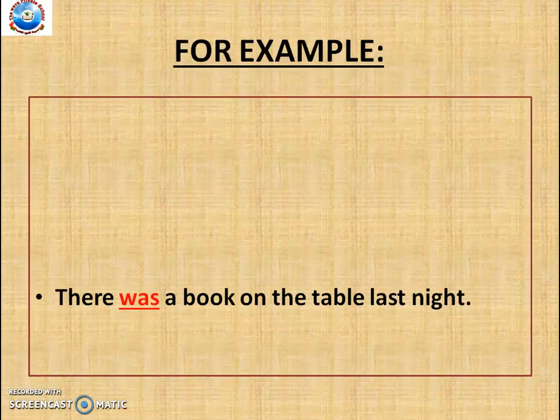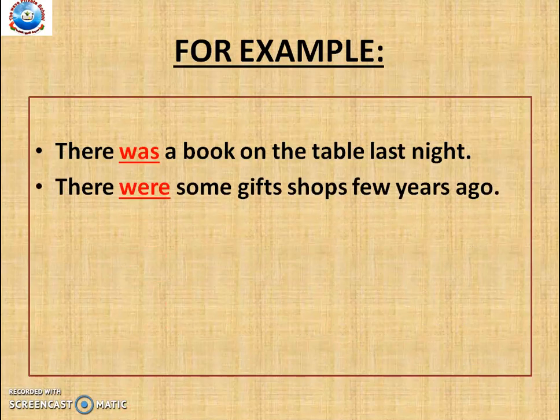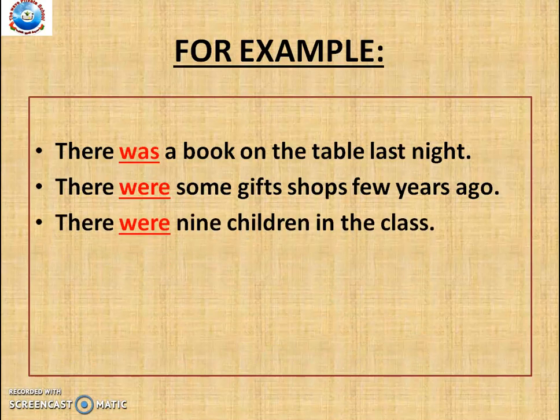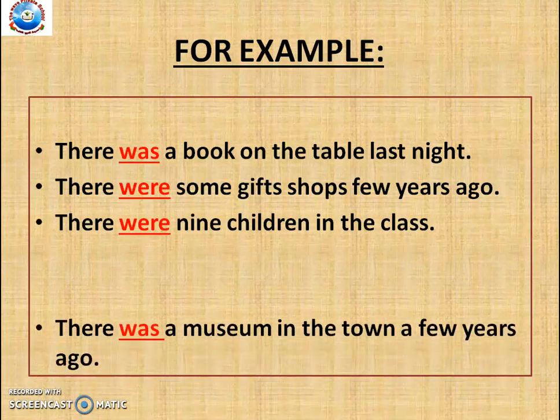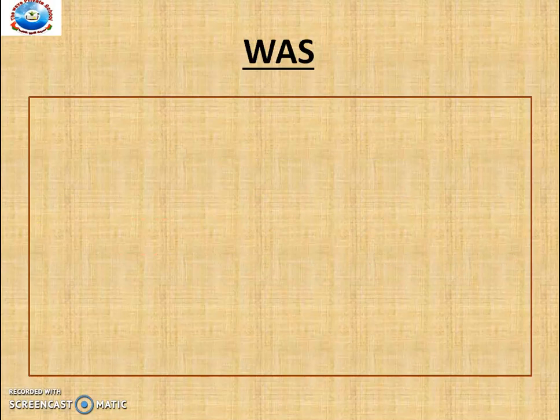For example, there was a book on the table last night. There were some gift shops few years ago. There were 9 children in the class. There was a museum in the town a few years ago. These all sentences indicate that the event had happened in the past. So now let's see the use of was.